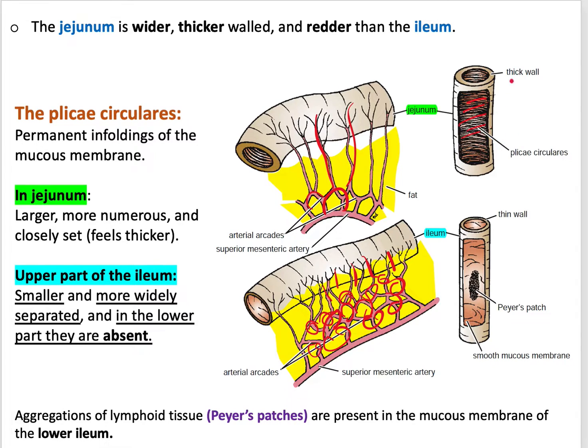They are numerously packed in the duodenum and in the jejunum as well. But once you reach the ileum, they become fewer in number. At the end of the ileum, they are absent and replaced by lymphoid nodules known as Peyer's patches. So the plica circularis decrease in number until they disappear at the end of the ileum and are replaced by Peyer's patches, which are lymphoid tissue present in the mucous membrane of the lower ileum.